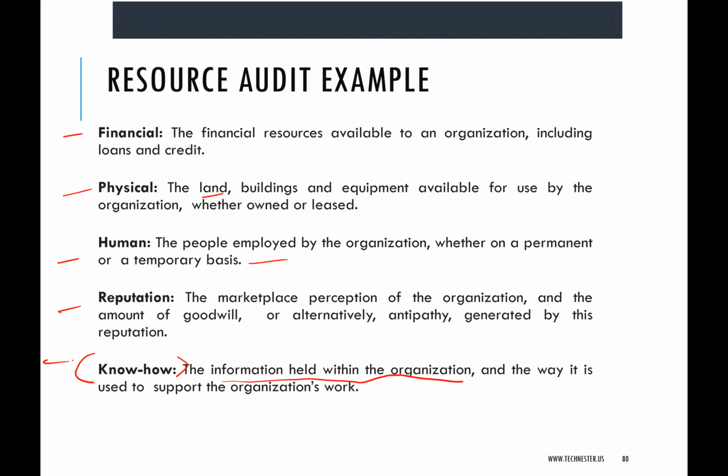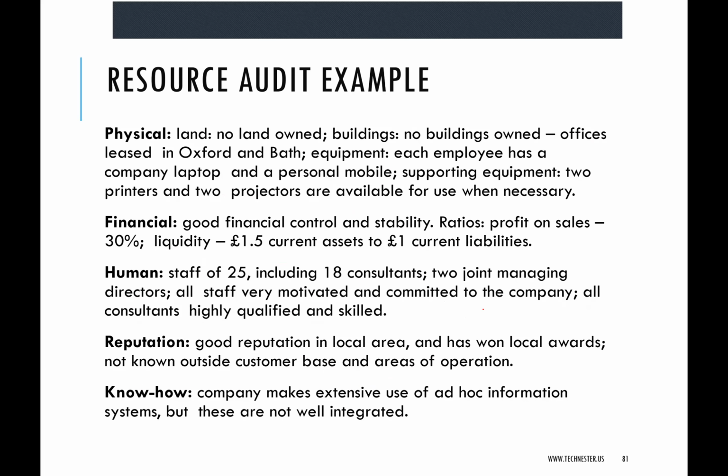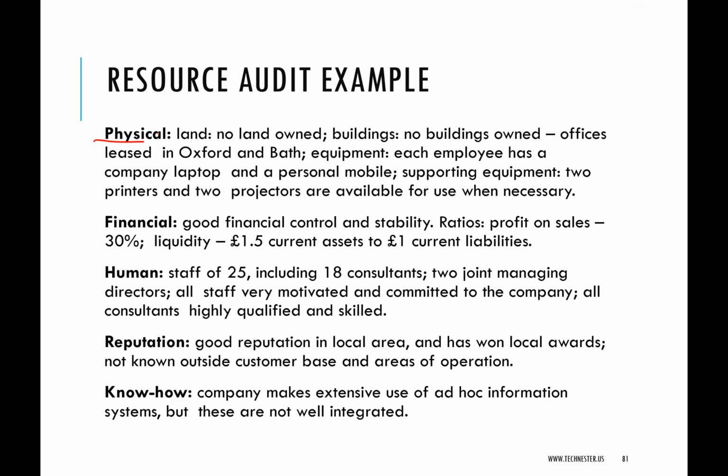or an enterprise. An example will be, you can say, okay, what are our physical assets or resources that we have? And they'll say, oh, land, we don't have land. Okay, do we have buildings? They say, no, this organization doesn't have any building. Offices are leased. Do we have any equipment? They'll say, each employee has a company laptop. You write it down, right? Do we have any supporting equipment? You say, oh, there are 2 printers, there are 2 projectors available to use when necessary. You write those down. So you are documenting what you see as strength there, what we have.